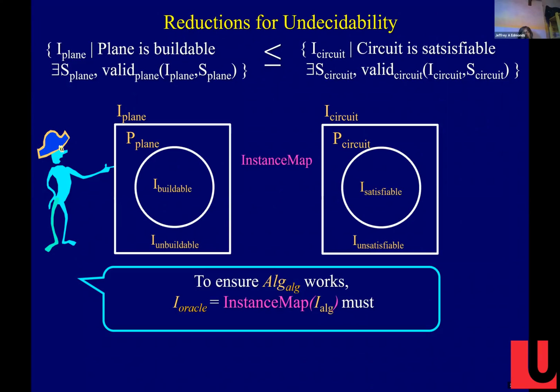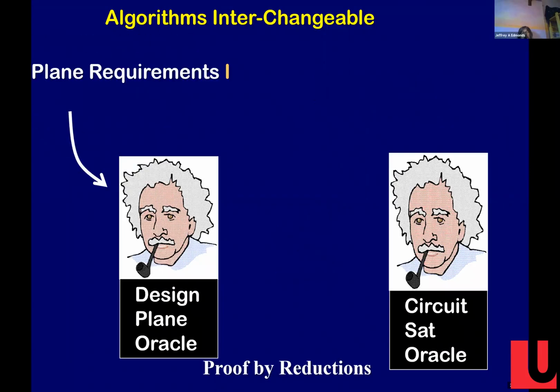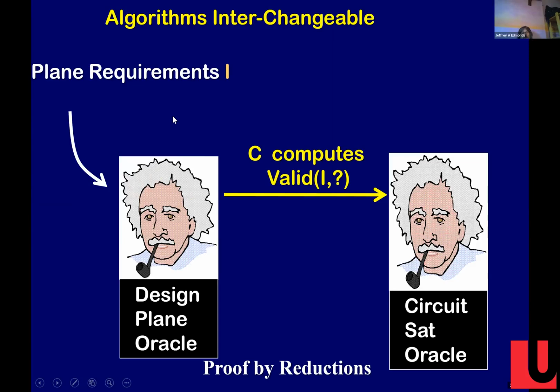So here, how do we do the reduction? We have to do an instance map. We have to take an input to the airplane problem and map it over to an input to the circuit problem, right? And how do we do that? I'm given the requirements of the airplane, and I want to find how to build the airplane. So what can I give my oracle? I give it a circuit, and it tells me whether or not it's satisfiable. So what circuit do I give the oracle?